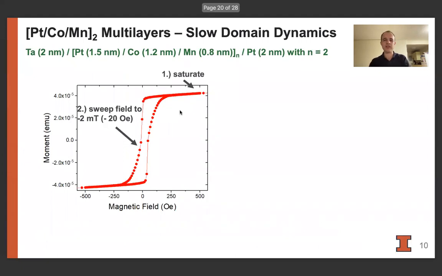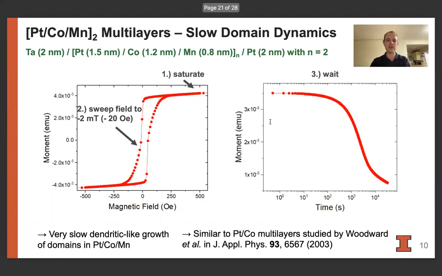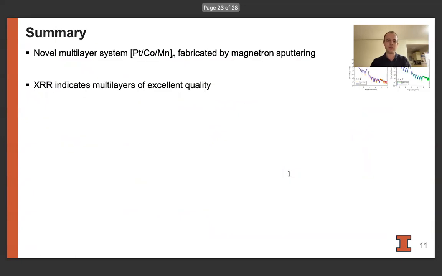And this is visualized here once again with this hysteresis curve. So we saturate the sample, then sweep the field down to 0 or to a very small field value, wait for a long enough time, and see that there is this S-shaped change of the magnetic moment as a function of time, turning into linear behavior here at higher times. And this is in good agreement with previous measurements on platinum cobalt that have been published here.